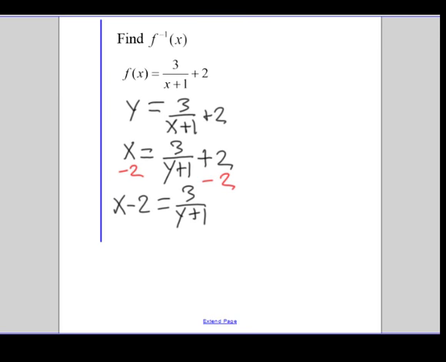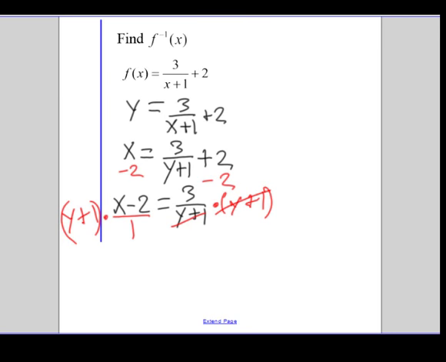So what I'm going to have to do here is put this over a 1. This way, I can multiply this side by the denominator, which is a y plus a 1. And I can multiply this side by that y plus a 1. So these cancel out. It is no longer on the bottom of our problem.